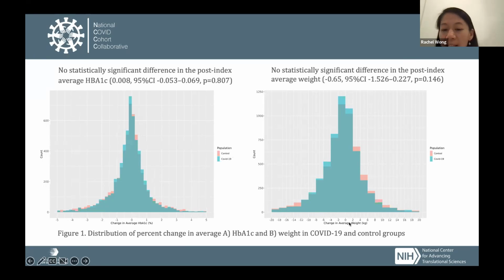And then the same thing for weight. This is the change in average weight in kilograms. So most patients lost or gained very little, and then a few at the extremes. But again, the distribution looks the same.